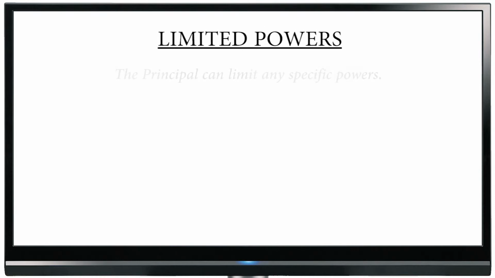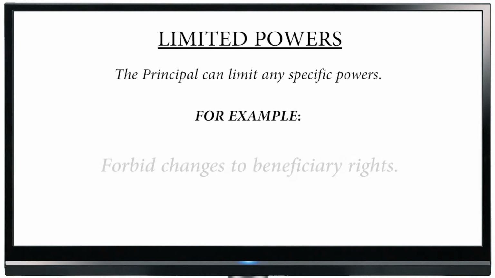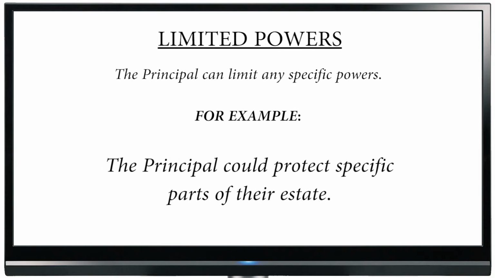Limited powers. The principal can limit any specific powers. For example, the principal could forbid changes to beneficiary rights, beneficiary of life insurance, will, bank accounts, etc. The principal could protect specific parts of their estate. For example, they could forbid the sale of any personal property that is mentioned in the principal's will to ensure it gets to the intended beneficiary, or maybe forbid the sale of a special item that is sentimental to the principal. Powers of attorney are very customizable documents, and any number of steps can be taken to limit the power of the agent.